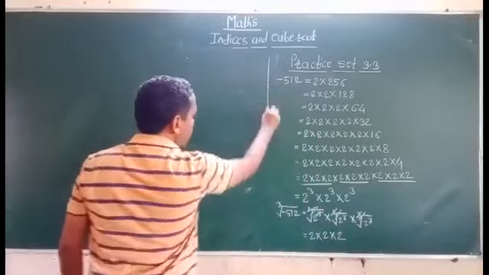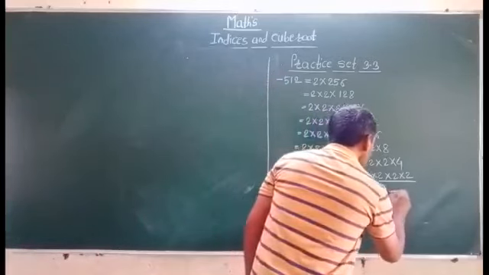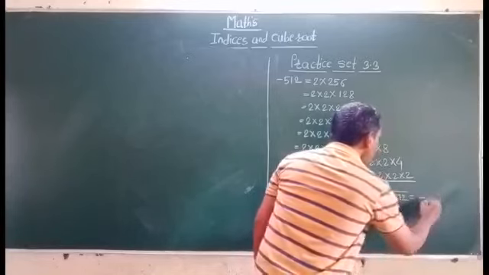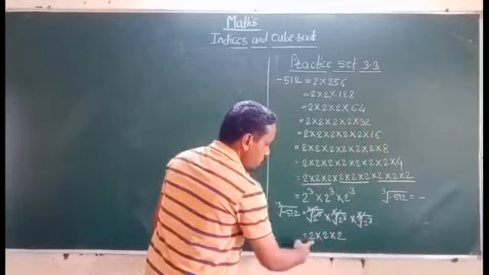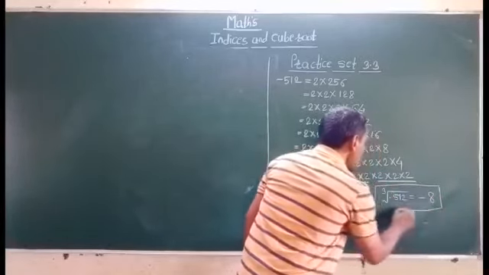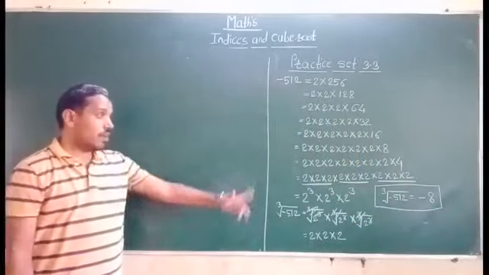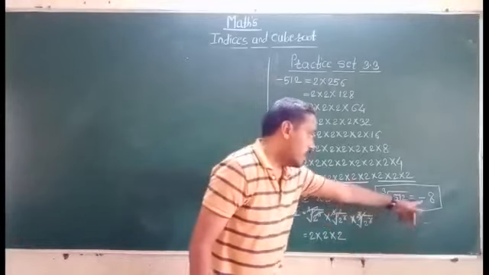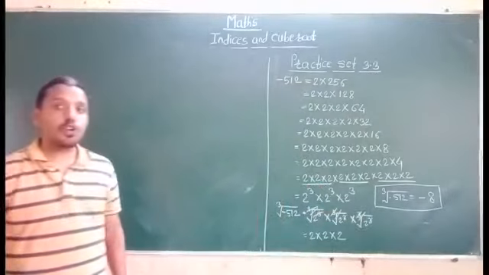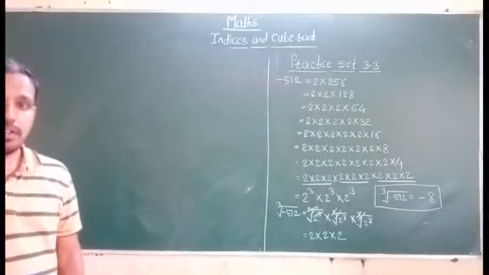So therefore, the cube root of minus 512 is the product of 2 into 2 is 4, 4 into 2 is 8. The answer is minus 8. So in this way we have easily found the cube root of minus 512, and the answer is minus 8. In this way we can find the cube root of any number by using the prime factor method.